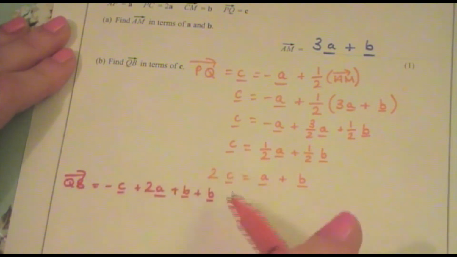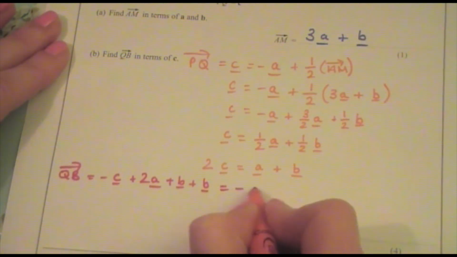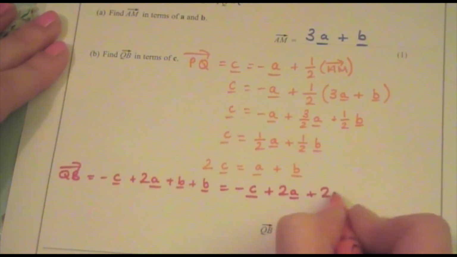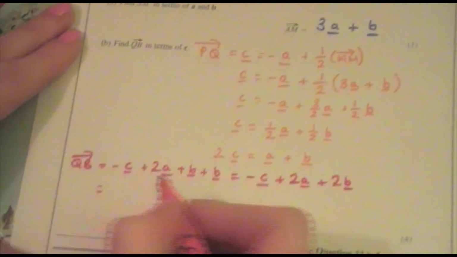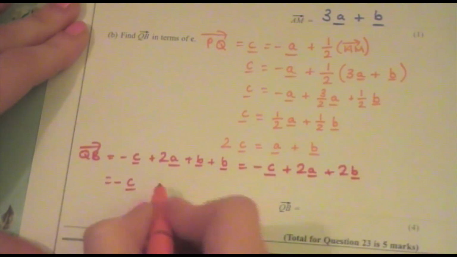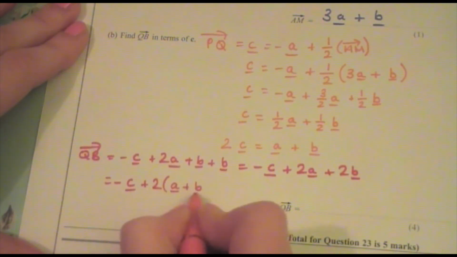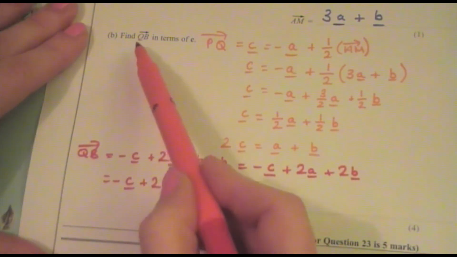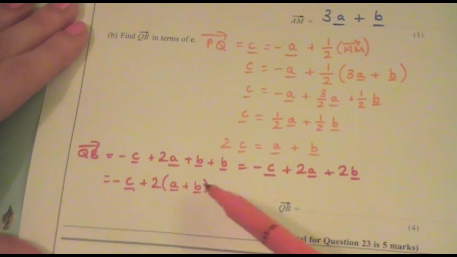Now I'm going to simplify it, because I've got lots of B's here that I can simplify. So I've got a negative C plus 2A plus 2B. And I'm going to simplify this further. So I've still got my negative C, but I'm going to take a factor of 2 out of here, so I've got 2 lots of vectors A plus B. Now in the question it wants me to find the vector Q to B in terms of C, and at the moment I've got it in terms of C, A and B.